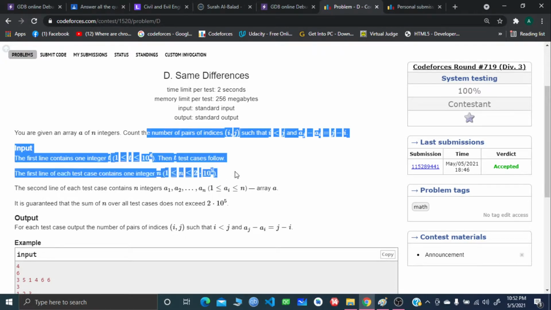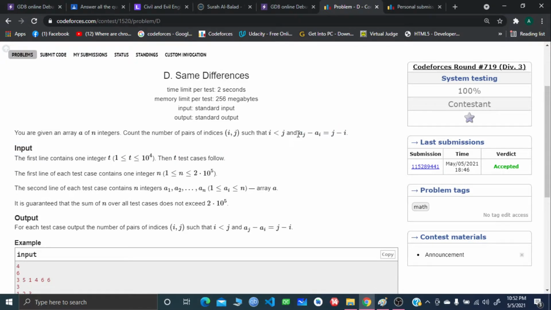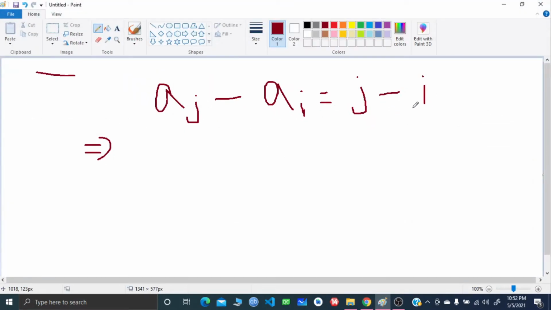So you might think, how am I supposed to do that? I've got two different indices and I have to check this condition, which is aj minus ai equal to j minus i, which are very much two different indices. How am I going to manipulate and solve this problem as the n is so big? Well, what you have to do is think smartly here.